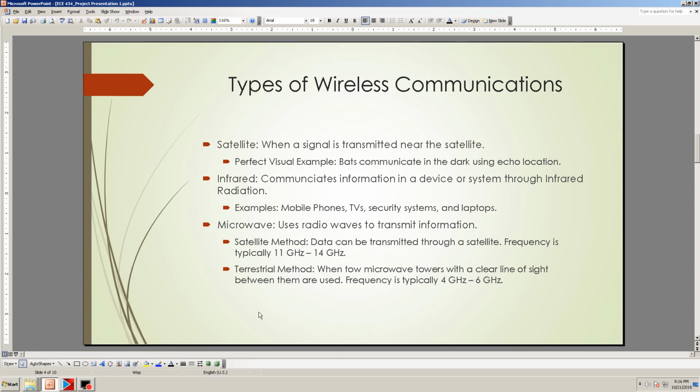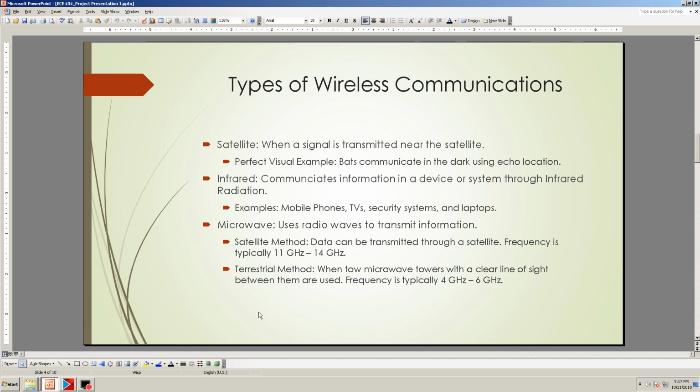Infrared wireless communications communicates information in a device or system through infrared radiation. If you were to ask me what infrared radiation is, the answer is that this radiation is made up of electromagnetic waves at a certain wavelength just beyond what we could see on the red side of the spectrum, or should I say the electromagnetic spectrum.